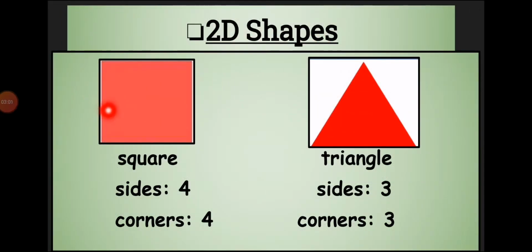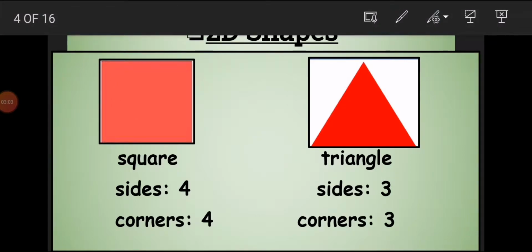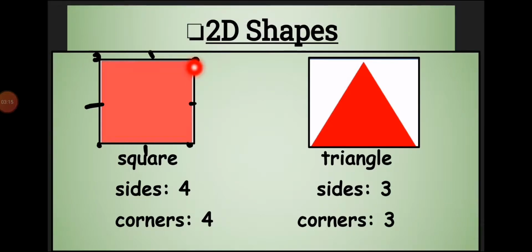Look at the first shape. First count the sides of that shape with me. 1, 2, 3, 4. It has 4 sides. Now count the corners. 1, 2, 3, 4. So this shape has 4 sides and 4 corners. This is a square. A square is a closed 2-dimensional shape with 4 equal sides. We can find the shape of a square in a game board or chess board and in a slice of bread. These are examples of a square in our daily life.